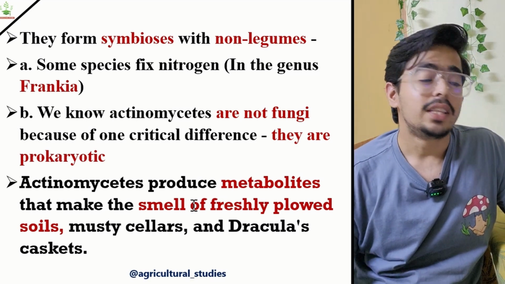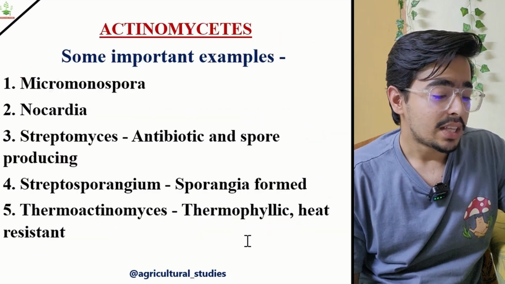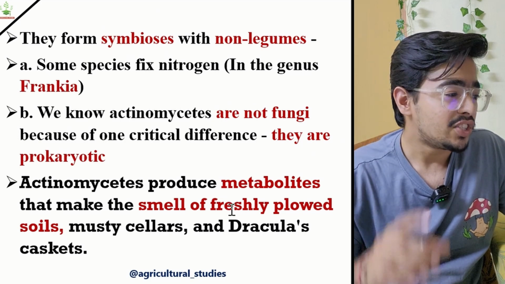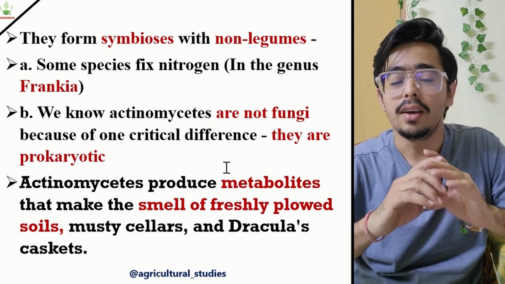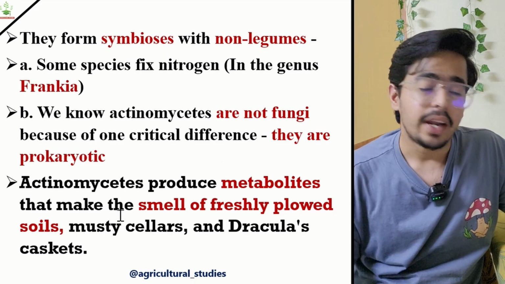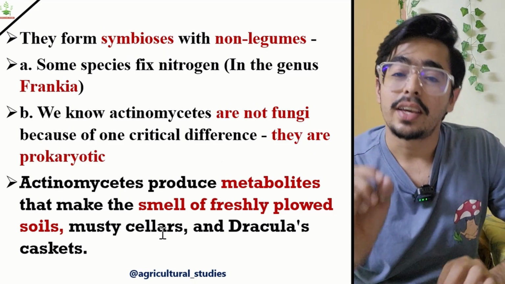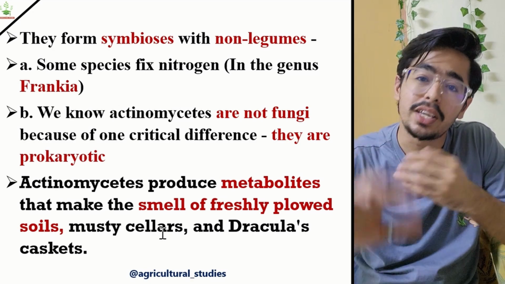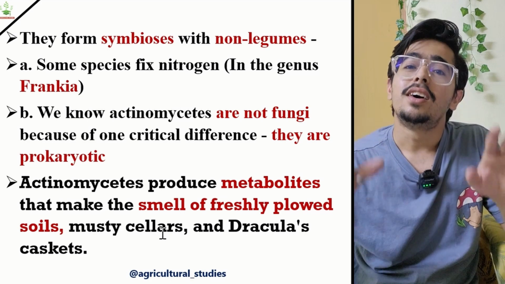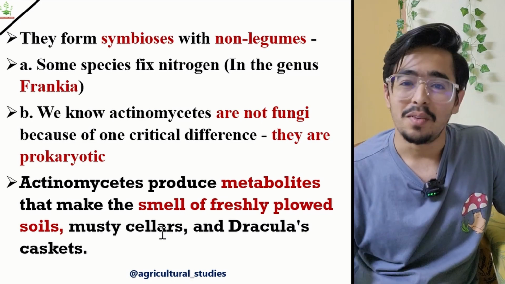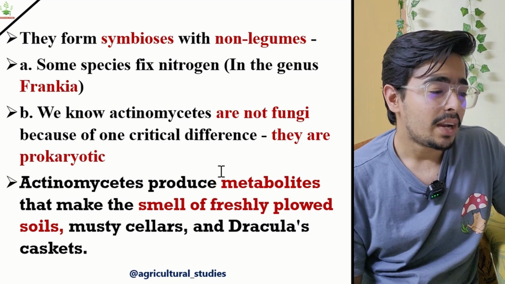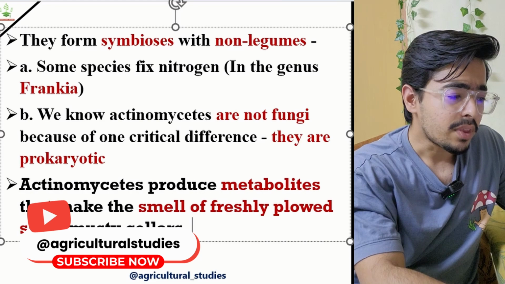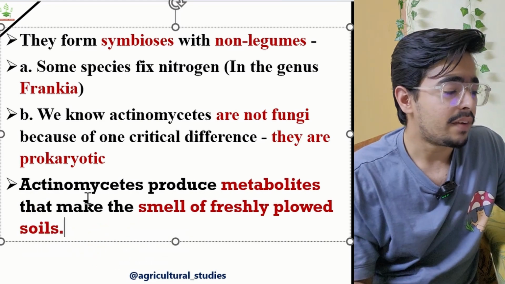So you should know that the substance is geosmin. I will be mentioning that point on the screen, so you can write it. So please note that geosmin substances are secreted by actinomycetes that produce a fresh smell after the rainfall. Okay, so please note that point. And musty, cellar, and Dracula's castle, these points are not important, but this point is important: smell of freshly plowed soil.